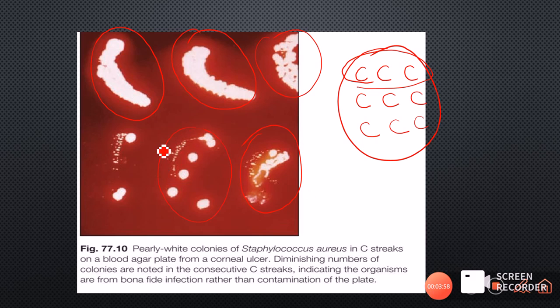So this feature is very important in order to differentiate the growth from the infection rather than from the contamination of the plate. So whenever we see a growth like this, that means the initial streaks have more number of colonies compared to the later streaks. It indicates that it is actually a real infection and not the contamination. So the colonies that we see of Staph aureus are pearly white colonies on blood agar.